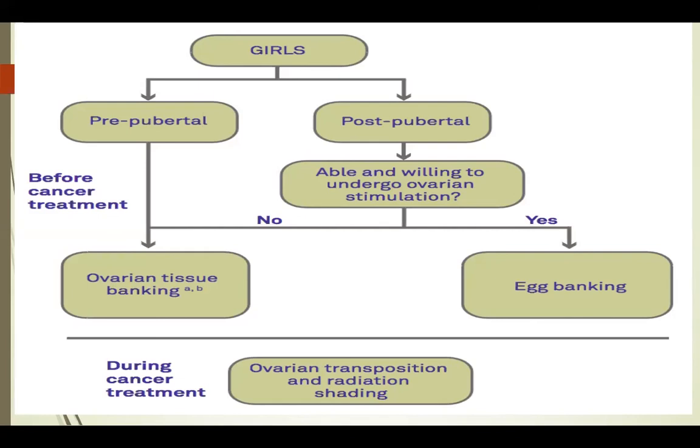What do we mean by ovarian transposition? It is moving the ovary out of the field of radiation in the abdomen. Sometimes we can place it at the side walls, and sometimes we place it at the abdominal wall. That's what we mean by ovarian transposition.